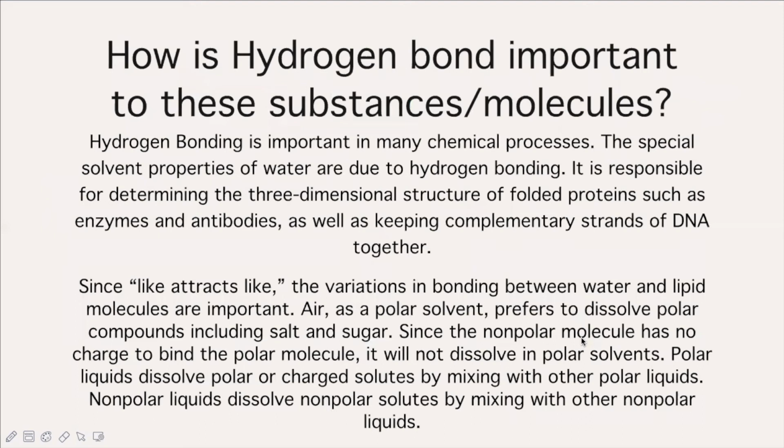How is hydrogen bond important to these substances? Hydrogen bonding is important in many chemical processes. The special solvent properties of water are due to hydrogen bonding. It is responsible for determining the three-dimensional structure of folded proteins such as enzymes and antibodies, as well as keeping complementary strands of DNA together.